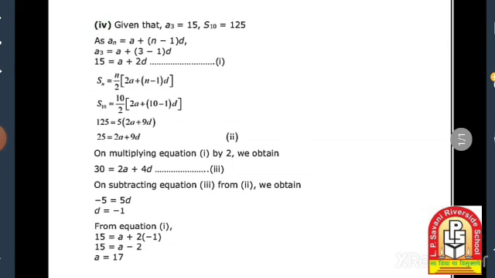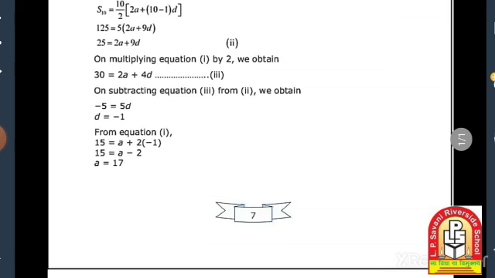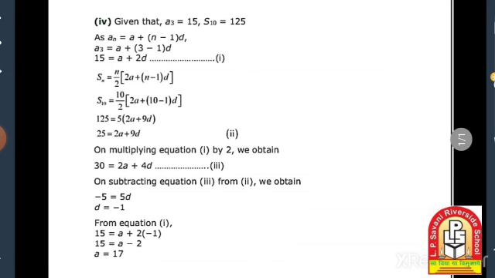Okay, the next example: a3 is equal to 15, S10 is equal to 125. We have to find the value of a from the equation. So here the first term is missing, we have to find the first term. So let's take the equation of an: an is equal to a plus (n minus 1) into d.